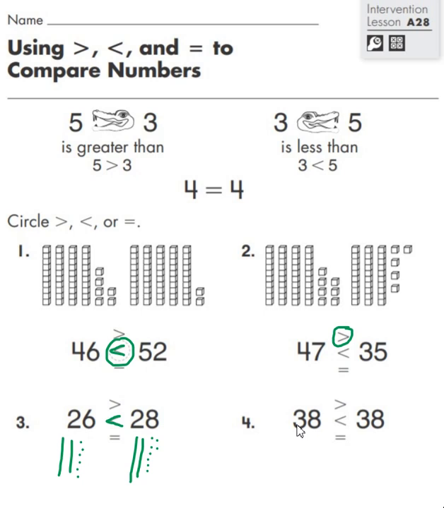And then here we have the numbers 38 and 38. Well, same number of 10s, 3 10s, 3 10s. Same number of 1s, 8 1s, 8 1s. Those numbers are the same. They have the same value, so they are equal. 38 equals 38. You're going to keep working on this on your own. Good luck.